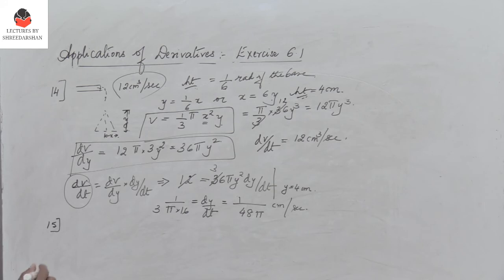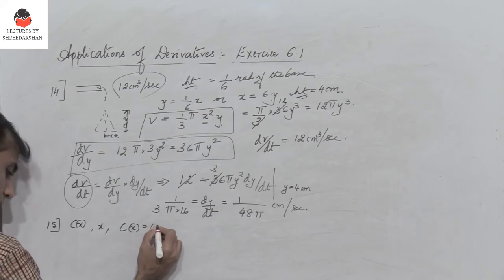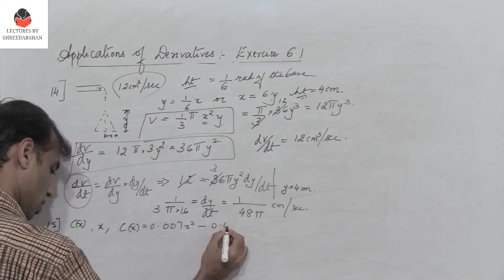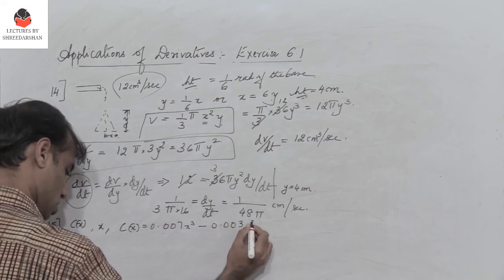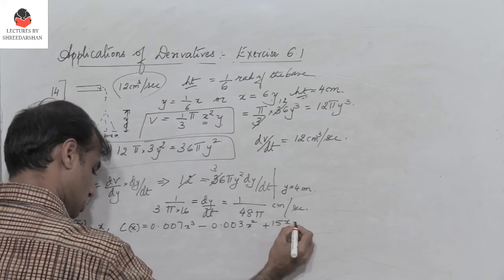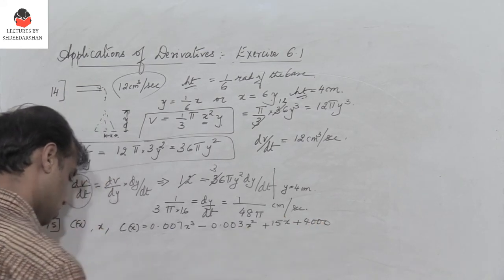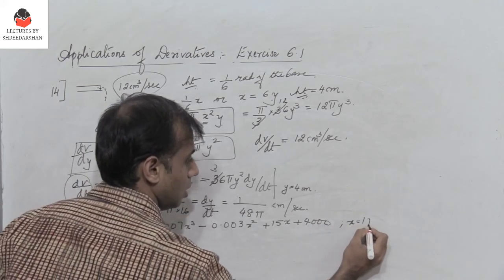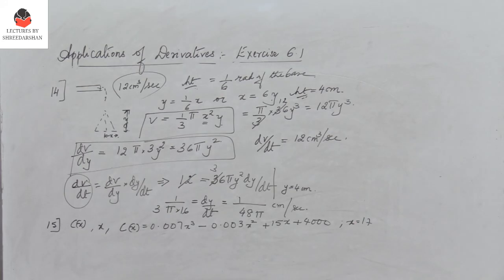So problem 15: the cost C of x in rupees associated with the production of x units of an item is given by C of x equals 0.007 x cube minus 0.003 x square plus 15x plus 4000. So the question is, find the marginal cost when 17 units are being produced. Right? So when x is 17, I need to find dC of x by dx.